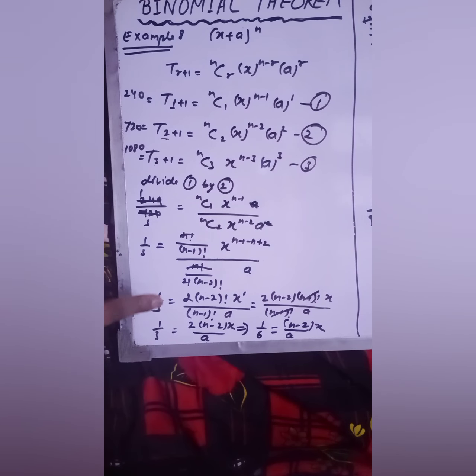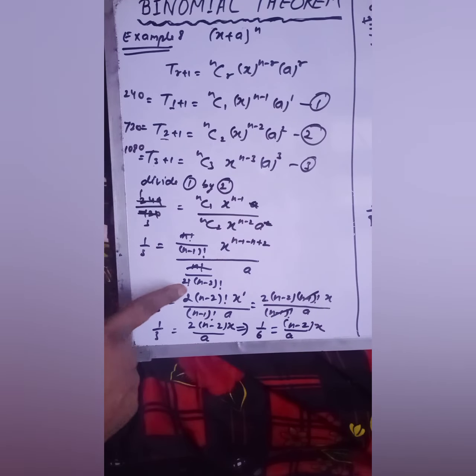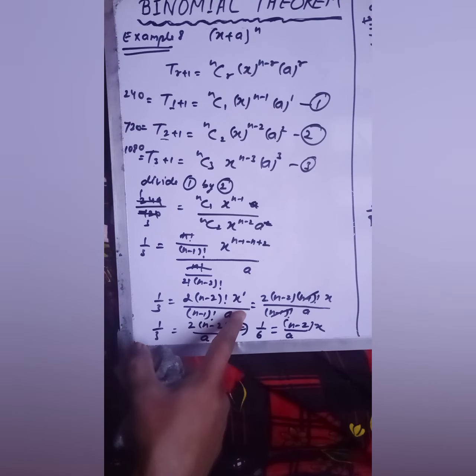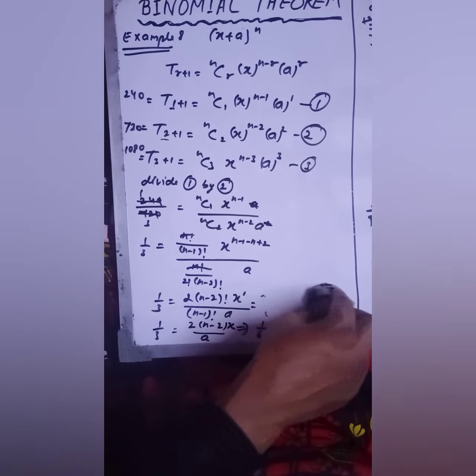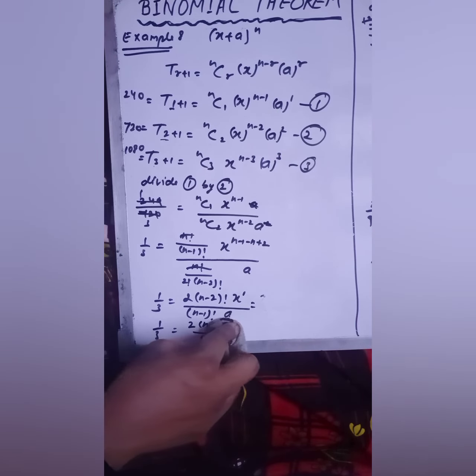Children, actually in equation number 4 we have made a very big mistake. When we divide 1 and 2, it is correct up to this step. After this step, I'm going to solve this again. So this is wrong, so don't copy it.